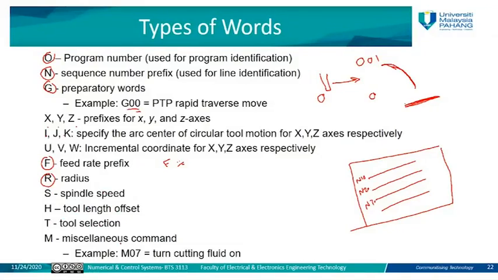M is for miscellaneous commands. So M07, for example, is used to turn cutting fluid on, and M08 turns it off. It depends on the value of M. There are also codes to start or end the program, or end subprograms. So M also has its own table for the different M codes, or the most commonly used M codes. M and G here are the most commonly used codes for G-code, or CNC programming.